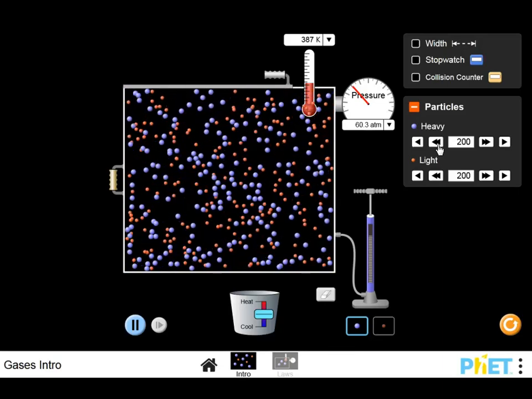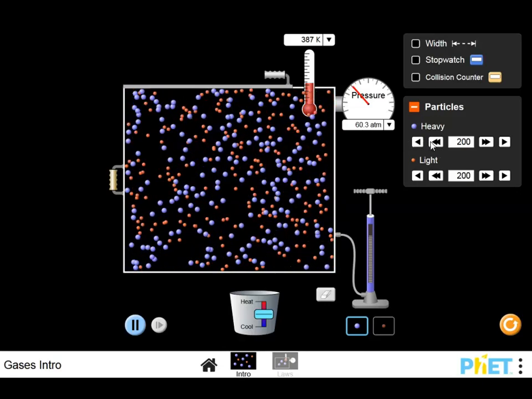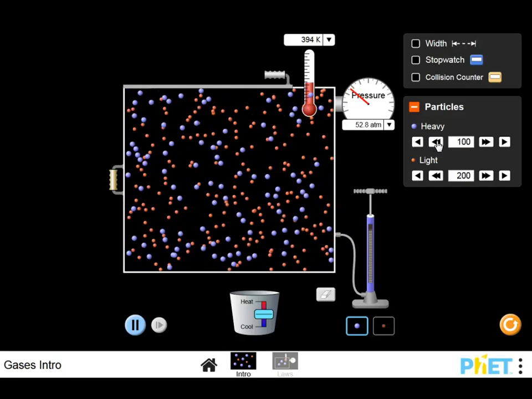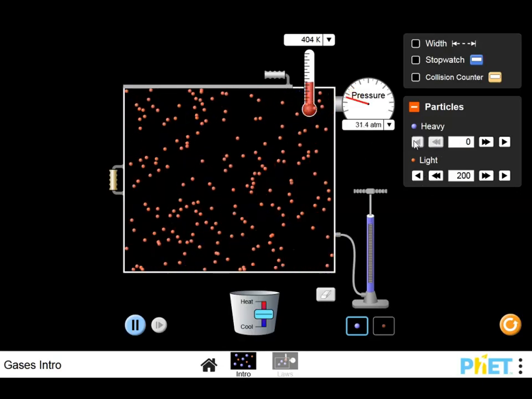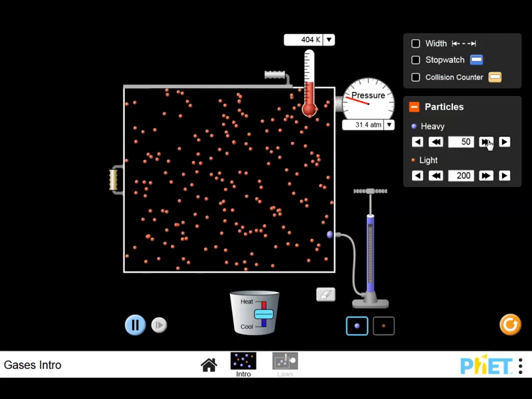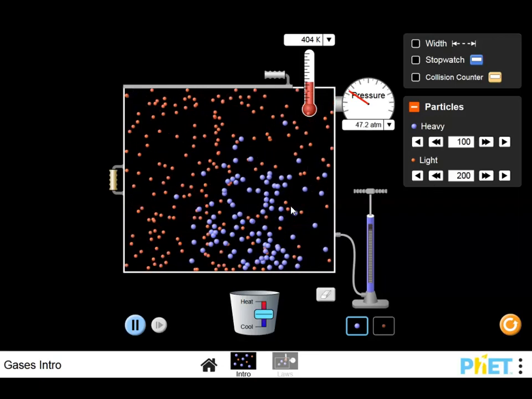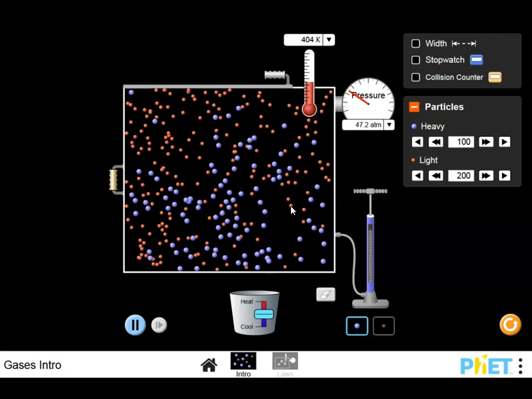Similarly, I could take away all of the blue ones. If I take away all of the blue ones, I'm going to have half as much gas, so I should have half as much pressure. So I should go down to 30. Let's see if that works. Took away all of the blue ones, boom, I went down to 30. So when you mix these gases, you're going to change the total pressure. That's all Dalton's law of partial pressures is saying.